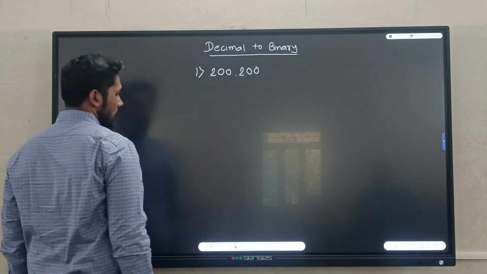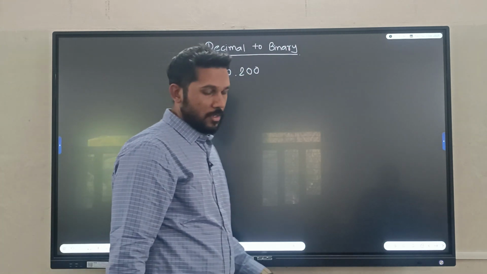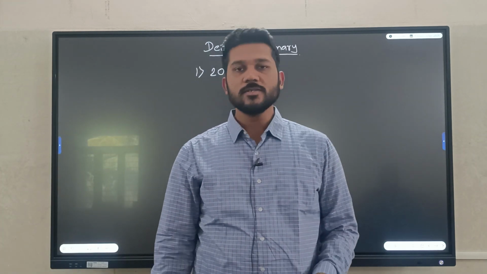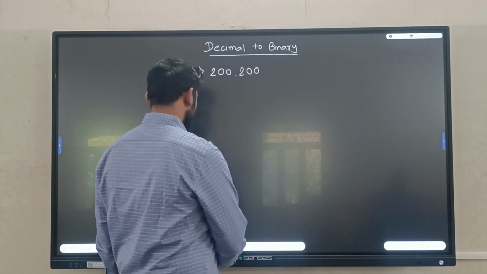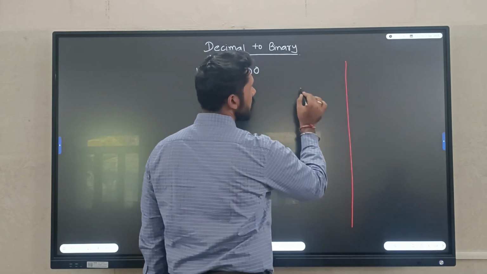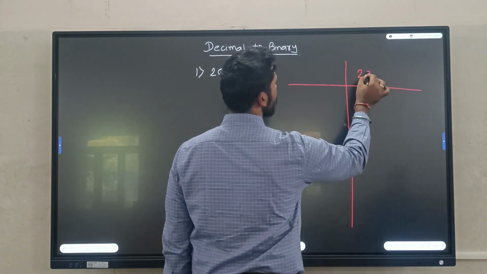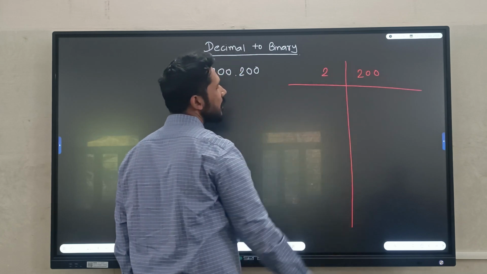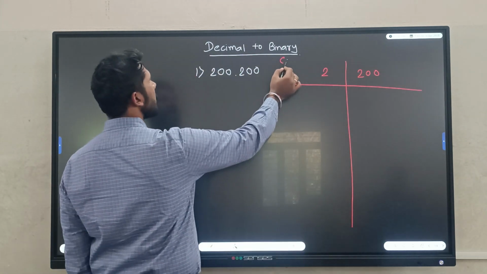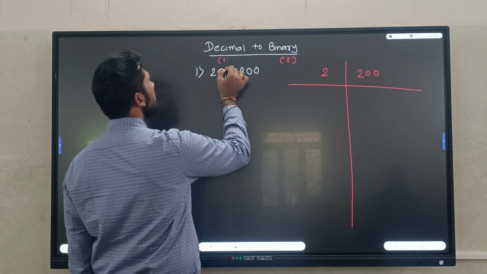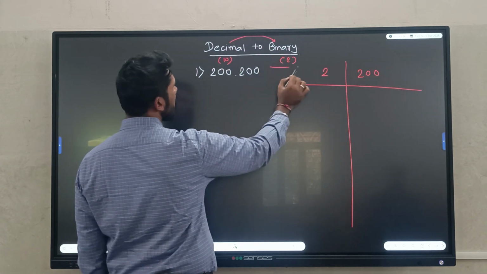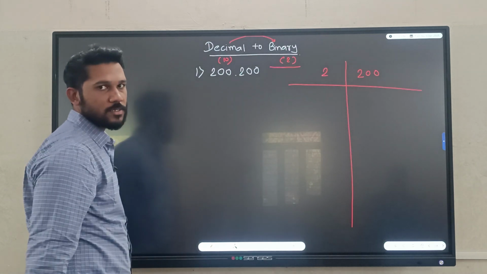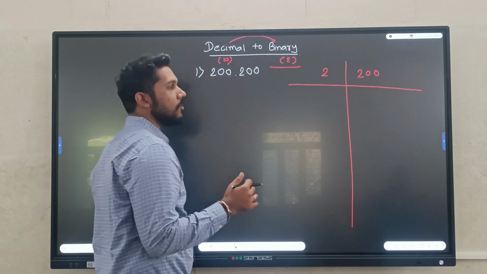200.200. Here the example is divided into two parts. First is the decimal part and another is the fraction part. So first we deal with the decimal part. It is the same process as explained in the first video. 200 divided by 2. Why 2? Because the binary base is 2 and the decimal base is 10. We are converting decimal to binary, that's why we divide by base 2.